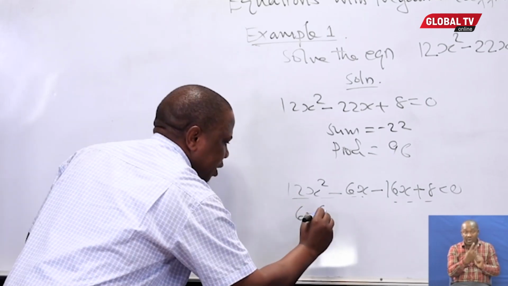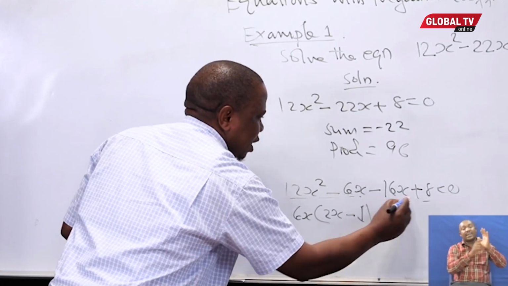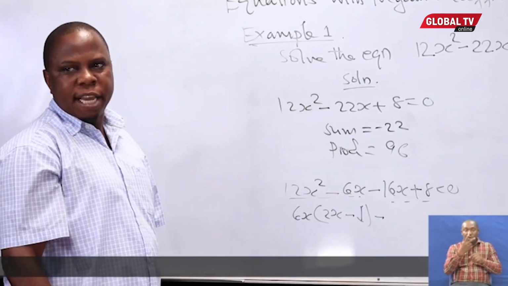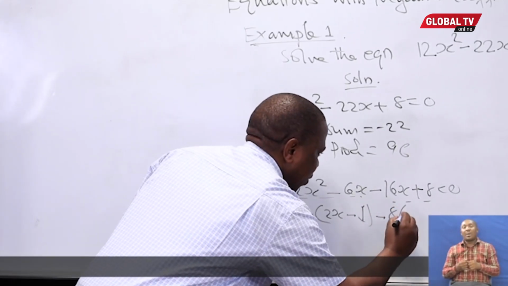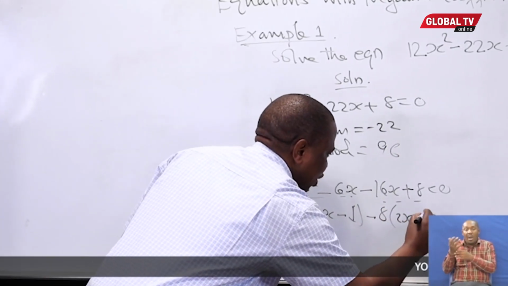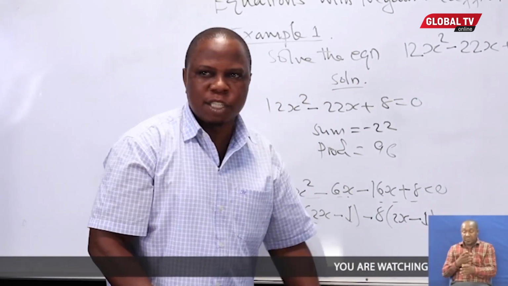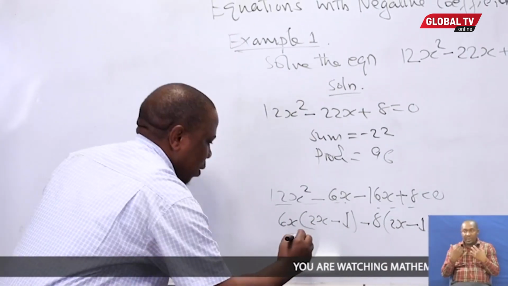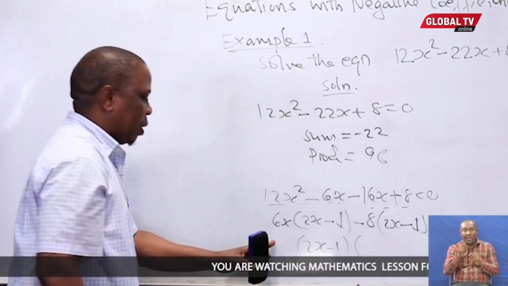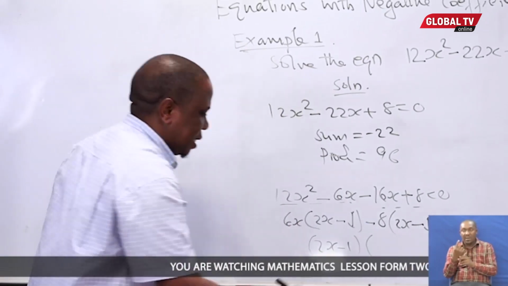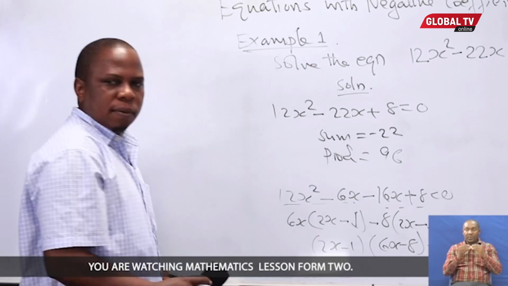You remain with 2x minus 1, minus, what is common between 16x and 8? It is 8. Take 8 out here. You will have 2x minus 1. This is equal to 0. 2x minus 1, 2x minus 1, it's common. Take it out. 2x minus 1, and the second factor should be 6x minus 8. 6x minus 8 is equal to 0.